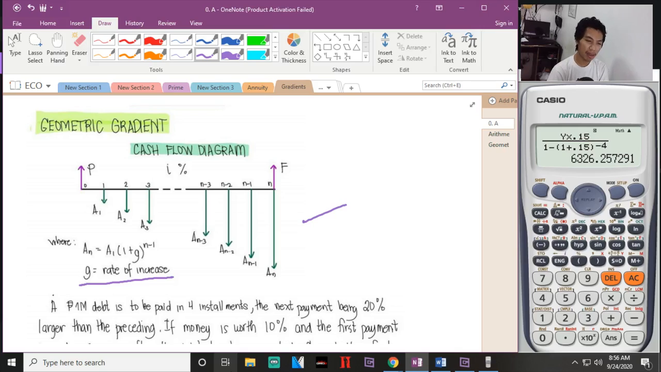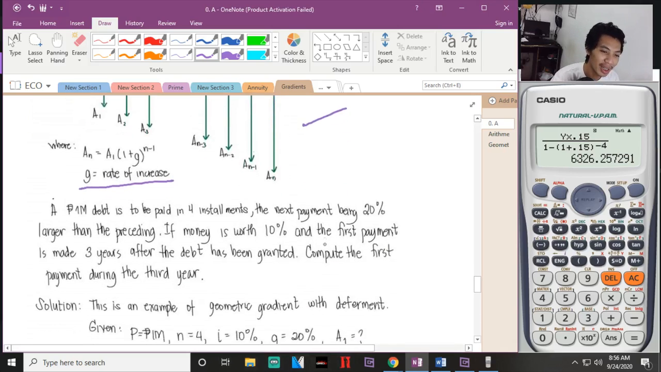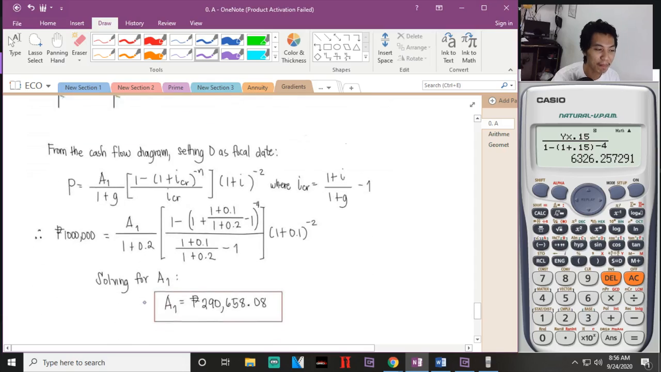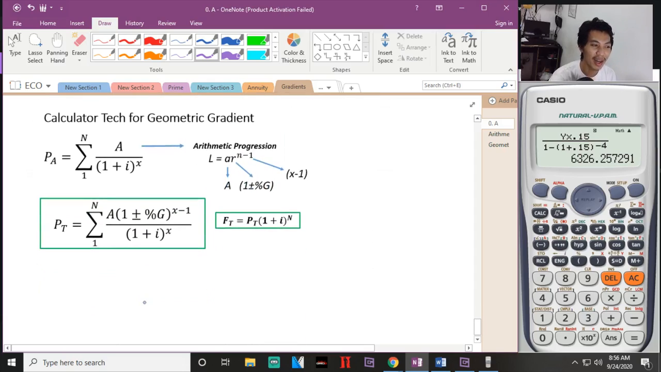Kasi, sir, ginawan ko na naman ng paraan yan para makuha nyo kagad ng mas madali yung geometric gradient. Kung meron tayong calculator technique, pagdating ng ating arithmetic gradient, meron din tayong calculator technique pagdating ng ating geometric gradient. Now, see. Okay? Let us set aside muna yung problem. Now, the calculator technique for your geometric gradient. Okay? Tandaan mo, annuity pa rin naman to eh. Pero ang total ang pinag-uusapan natin.